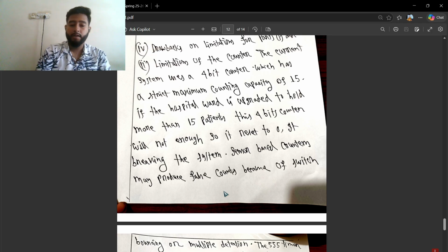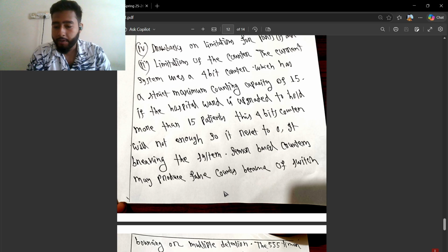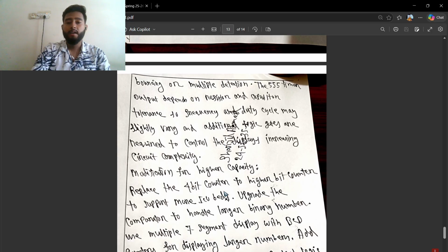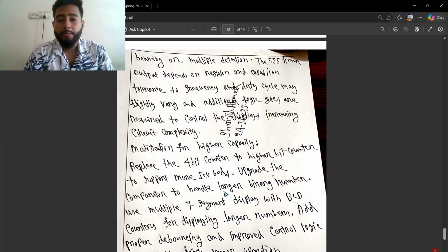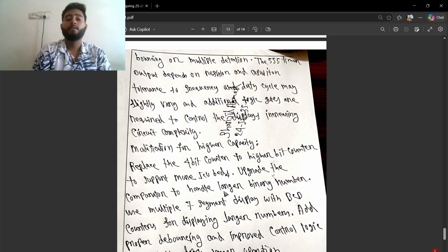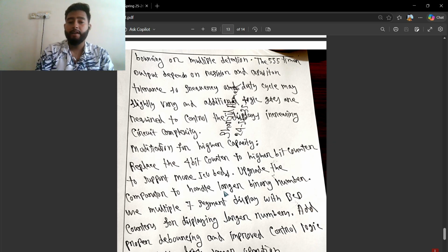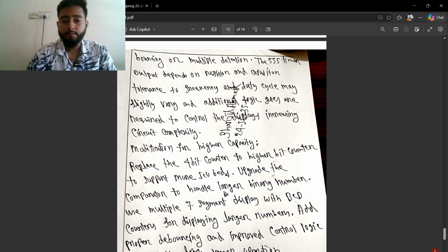Then proper debouncing is needed for reliable operation. Then the 555 timer output depends on resistor and capacitor tolerance, so frequency and duty cycle may slightly vary, and additional logic gates are required to control the system, increasing circuit complexity.